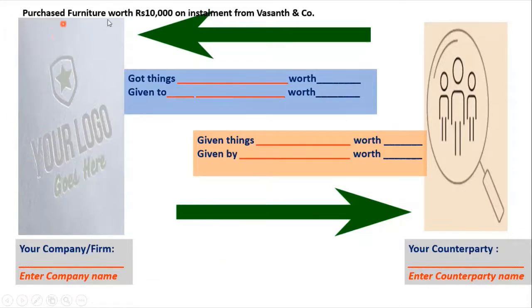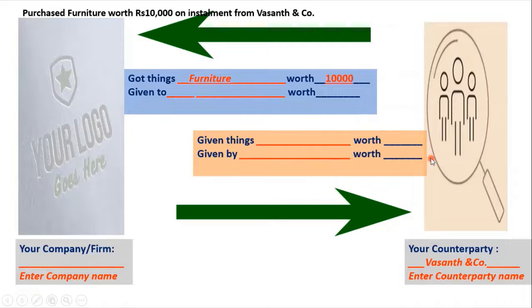Likewise, purchase furniture worth 10,000 on installment from Vasant & Co. Here, what we did means we got furniture, and it is worth 10,000. But we did not give anything to the company. Instead, we are supposed to give back money worth 10,000 by way of installment to Vasant & Co.